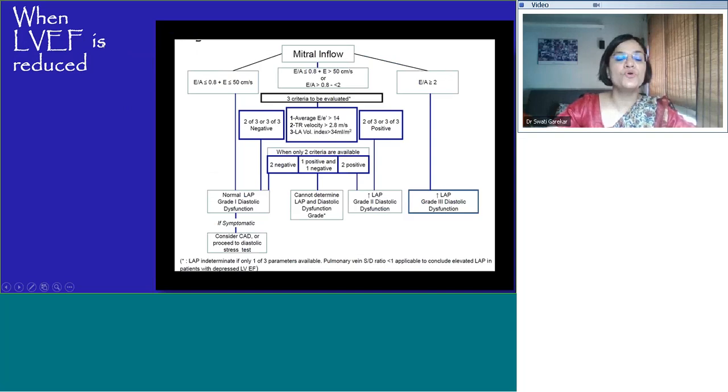At that point, when you know your systolic function is reduced, you know there's diastolic dysfunction. It's going to happen. The question is how much? Is it early diastolic dysfunction or late?